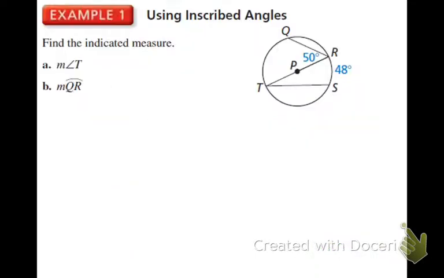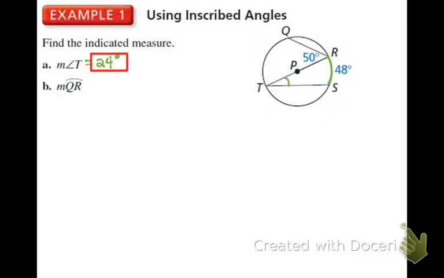All right, so we're going to do some practice problems. There's a problem just like this on your test. We're going to find the indicated measure. So, the first part's easy. It says find angle T, the measure of angle T. What arc, give me the 2 letters, of the arc that are the intercepted arc of angle T? RS. All right, so the arc is double the angle. The angle is half the arc. So what is the measure of angle T? 24 degrees.